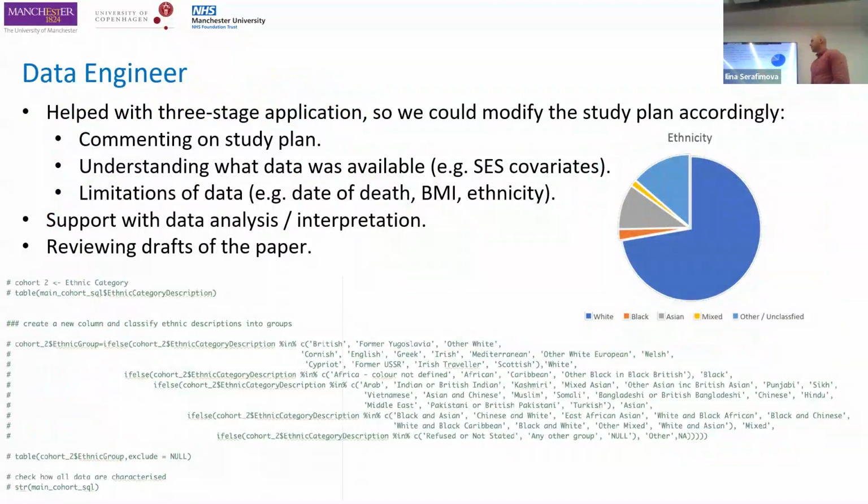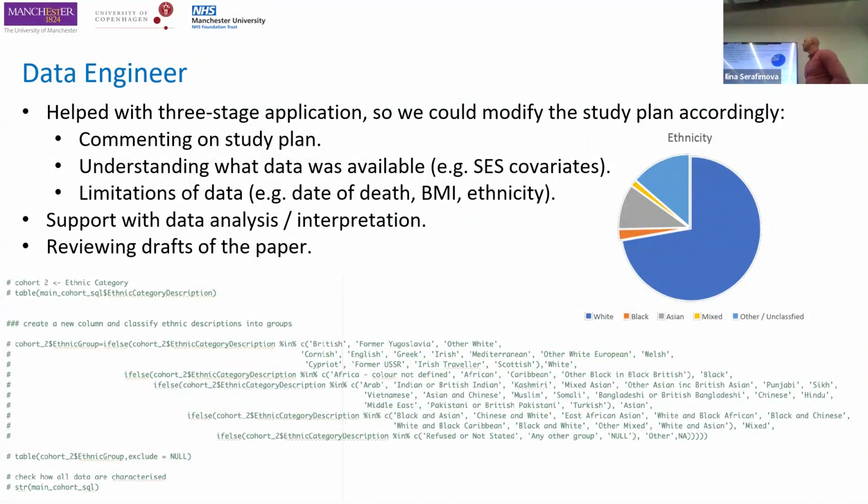So how did the data engineer help us? We had a 3-stage application, which had to be reviewed before we could access the data. This enabled me to modify the study plan accordingly. It was the first time I'd led a cohort study like this, so we got a lot of comments on the study plan from Richard, but also the rest of the team. We got to understand what data was available.